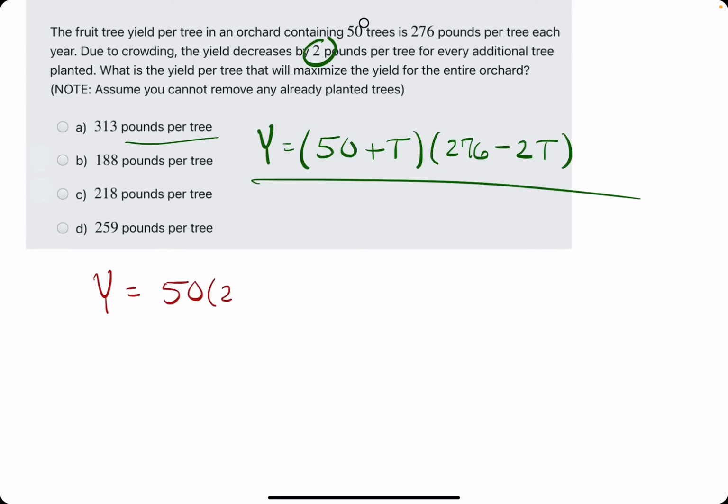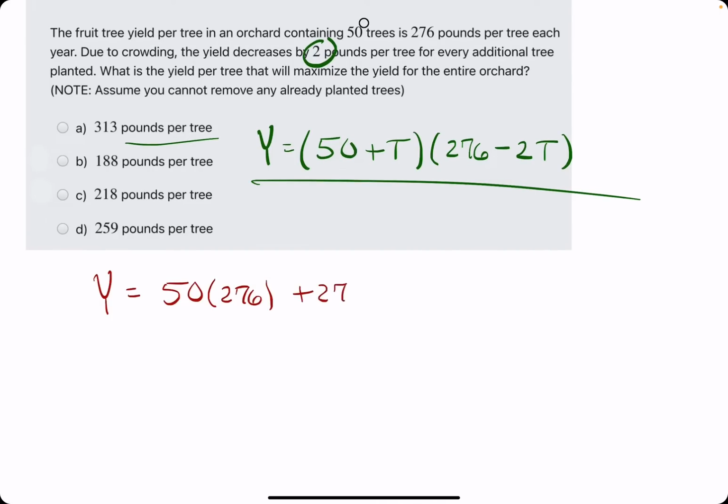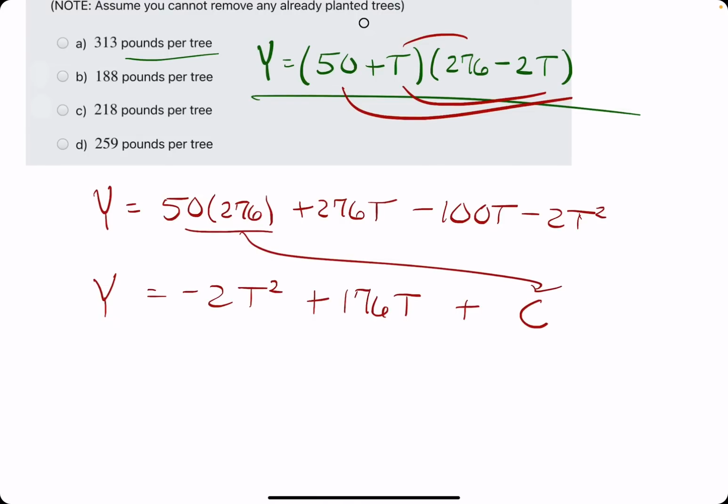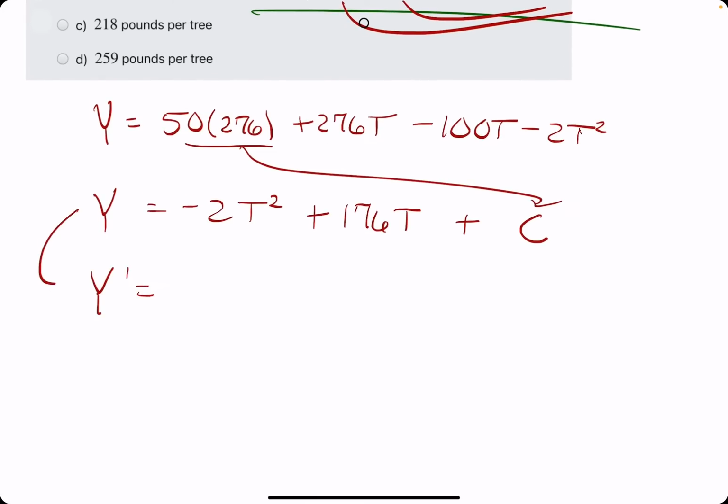I'll just leave 50 times 276 like this, since it really doesn't play a role in the long run. We have 276t, we have 50 times -2, so minus 100t, and then minus 2t squared. Rearranging, we have -2t squared plus 176t plus some constant. It doesn't really matter. Now that we have it simplified, we find its derivative. We get -4t plus 176. Add 4t, divide by 4.